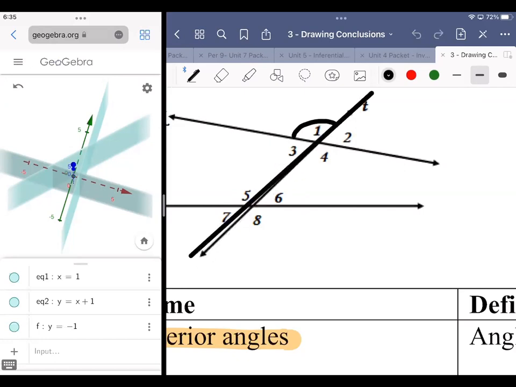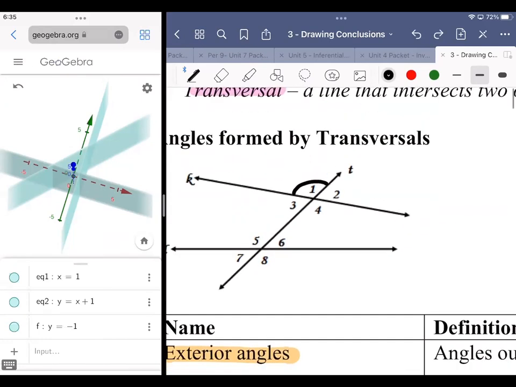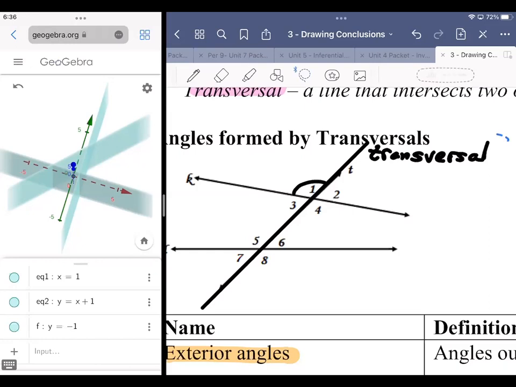Oh, for the love of Christmas. All right, hold on. Let me see if I can get it this way. I might do it. And not quite. And it's good enough. So this is my transversal. And let me make that red.